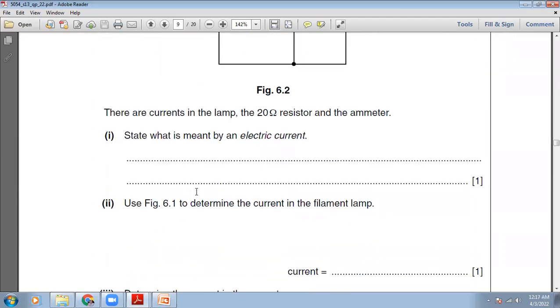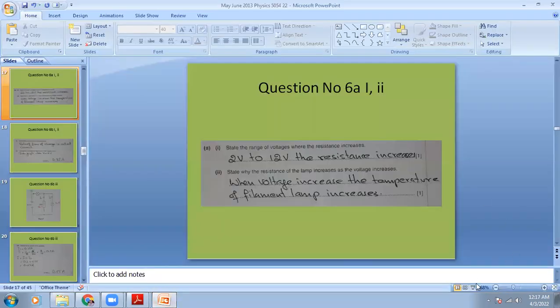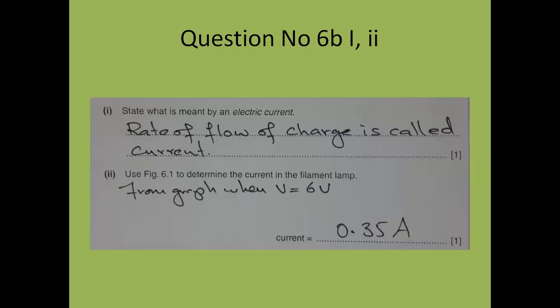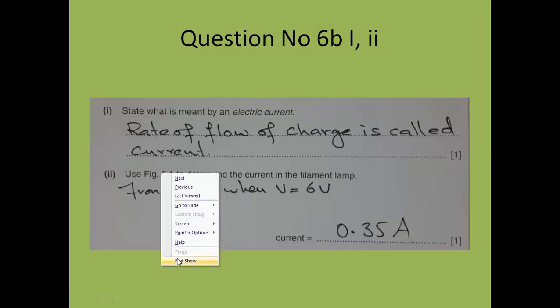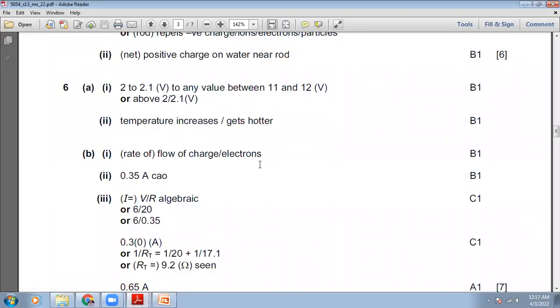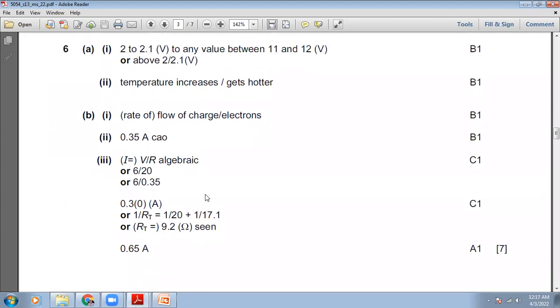There are currents in the lamp, the 20 ohm resistor and the ammeter. State what is meant by an electric current. The electric current is basically the rate of flow of charges. So let me show you my definition. Rate of flow of charge is called current. Our answer is right.